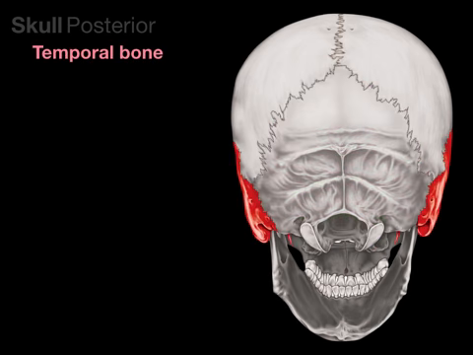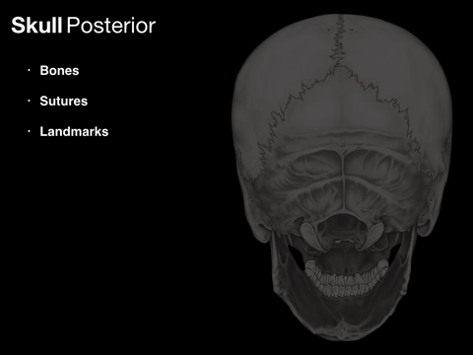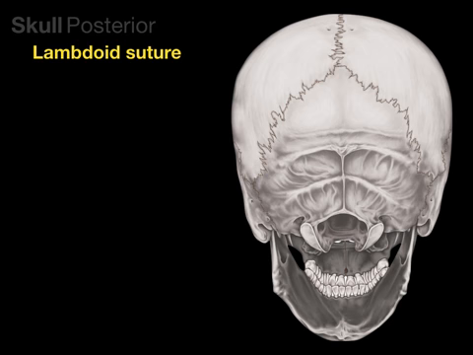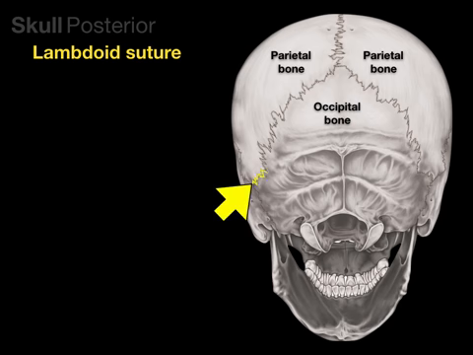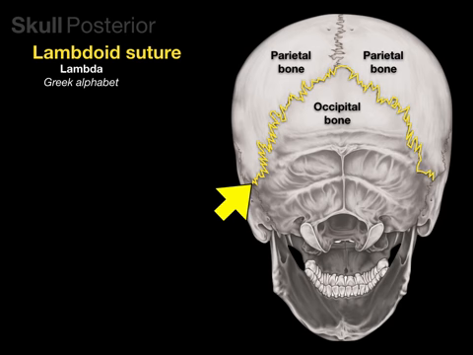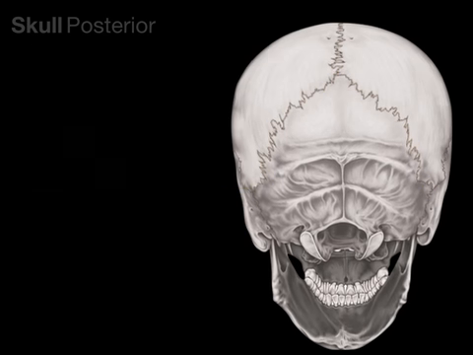and then the temporal bone, which is the side of the skull. And now let's talk about sutures. So the lambdoid suture is located between parietal and occipital bones, and it's located here. And that lambdoid suture gets its name because lambda is a Greek letter, the Greek alphabet symbol that looks like this, that upside down V, which looks just like that lambdoid suture.